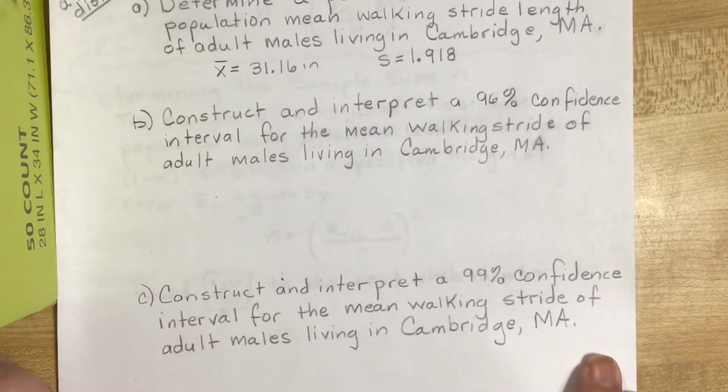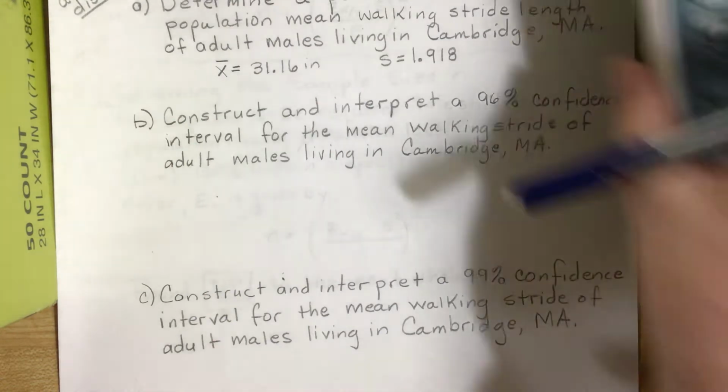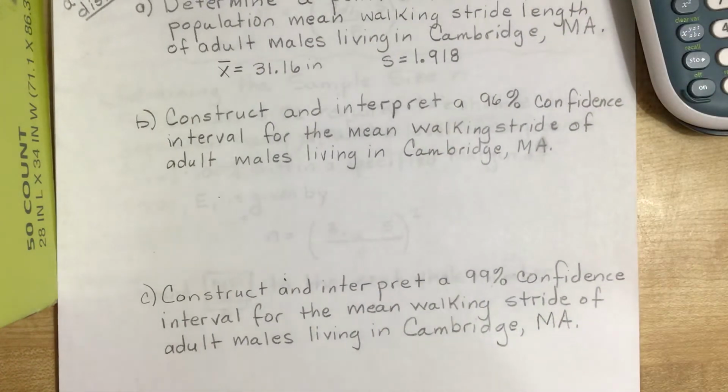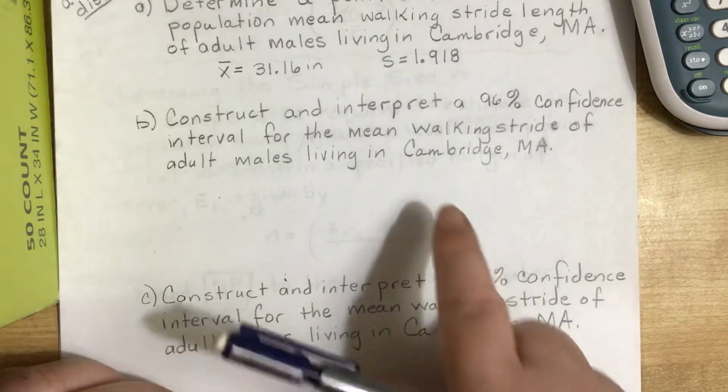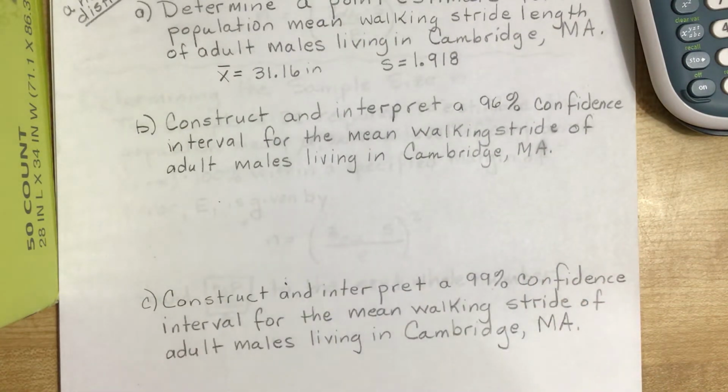The next one says, construct and interpret a 96% confidence interval for the mean walking stride of adult males living in Cambridge, Massachusetts. Just so that you know, if I were doing the mean walking stride of adult males living in Florence, South Carolina, I could not use this data, because this data comes from adult males living in Cambridge. So make sure you're always paying attention to what the question is asking.